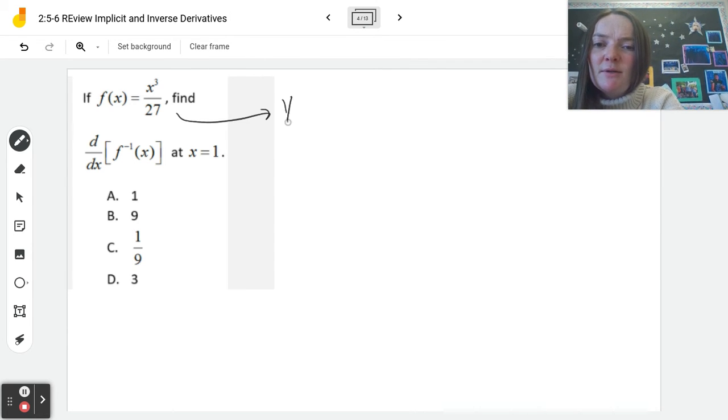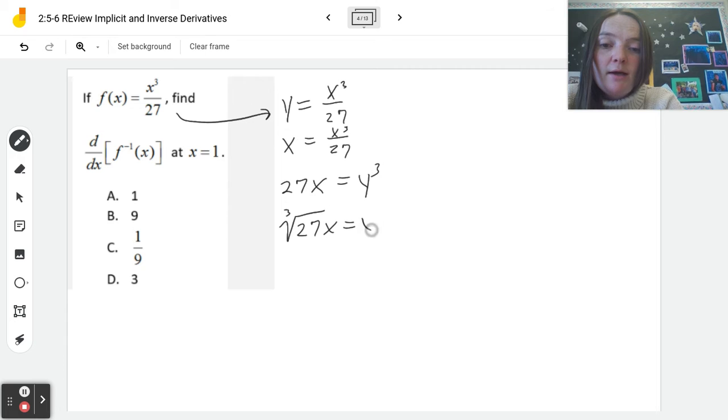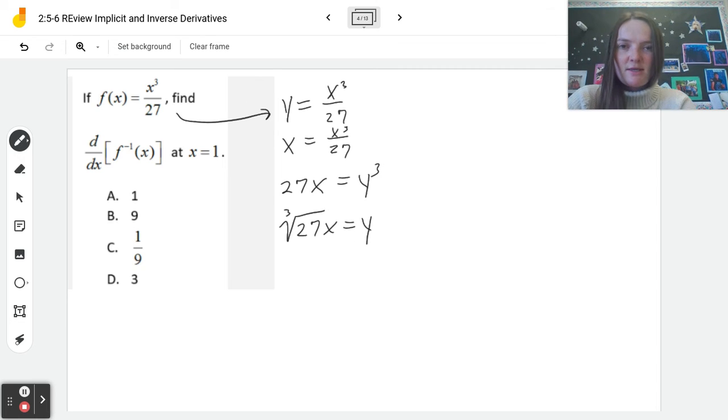To find f inverse, I'm going to set this equal to y. I'm going to switch x and y and solve for y. So x is equal to y cubed over 27, which means we're going to get 27x is equal to y cubed. If I take the cube root, I'm going to get the cube root of 27x is equal to y. Just remember that when you take the root of an odd power, you don't need plus or minus there, because you can have a negative inside of an odd power.